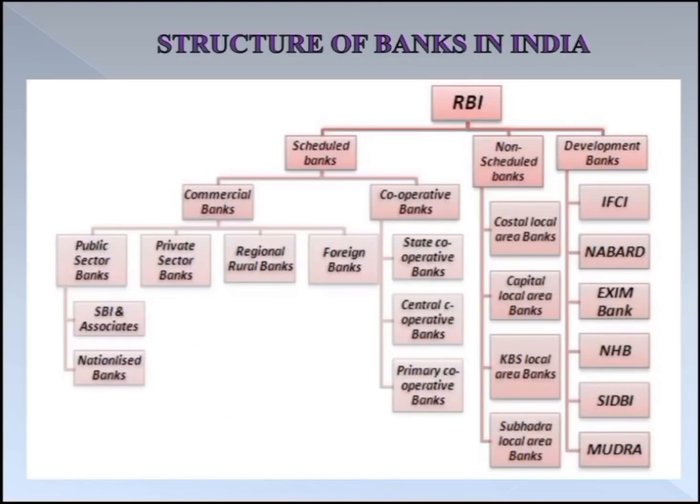So as we all know, the head of all the banks is RBI, that is Reserve Bank of India, which is also called as the Apex institution. Under that it has been classified as scheduled banks, non-scheduled banks and development banks. Under scheduled banks there are two types, that is commercial banks and cooperative banks. Commercial banks is further classified as public sector, private sector, regional rural banks and foreign banks. All these things will be explained in detail in the further coming slides.